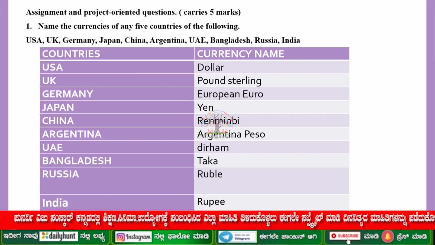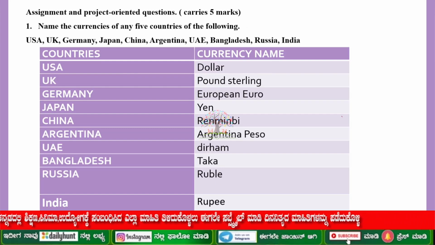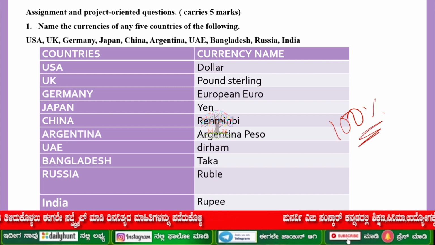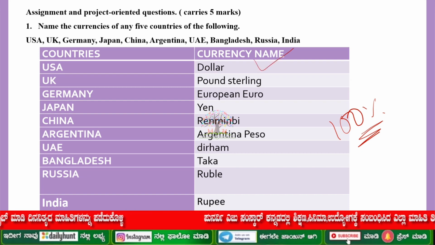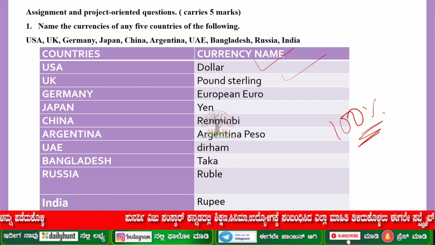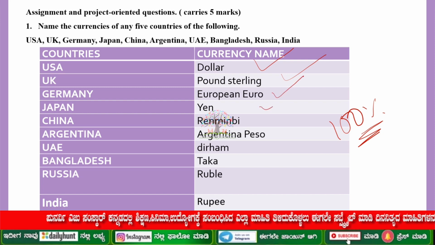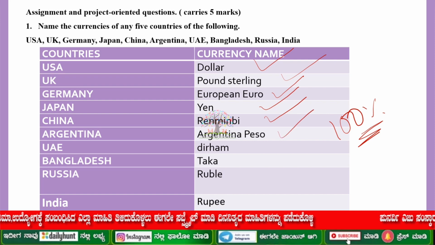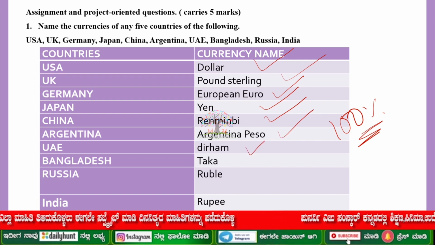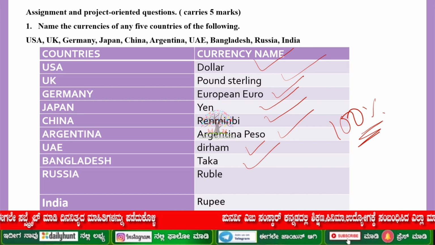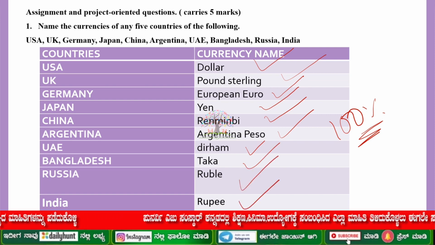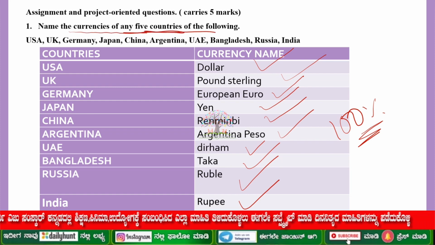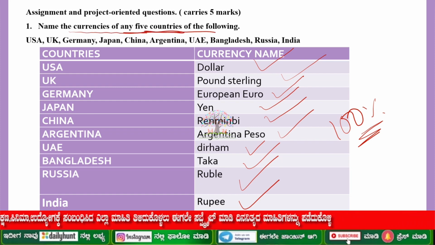Dear students, the last one is this, and even this one you can think as 100% expected, practical oriented question. USA dollar, UK pound sterling, Germany European euro, Japan yen, China renminbi, and Argentina peso, UAE dirham, Bangladesh taka, Russia ruble, India rupee. So they will ask you to name the currencies of any 5 countries from the following. But learn all these things.